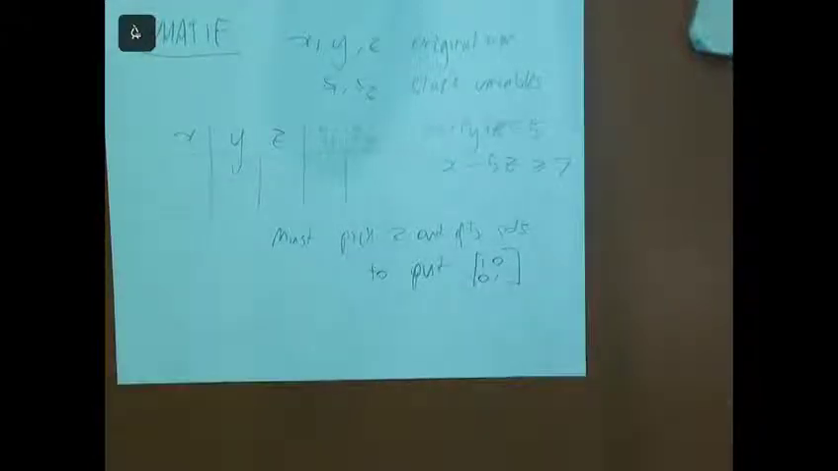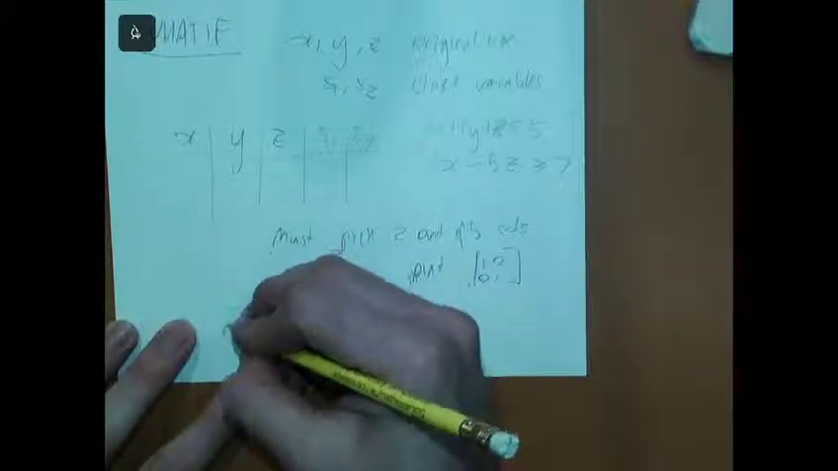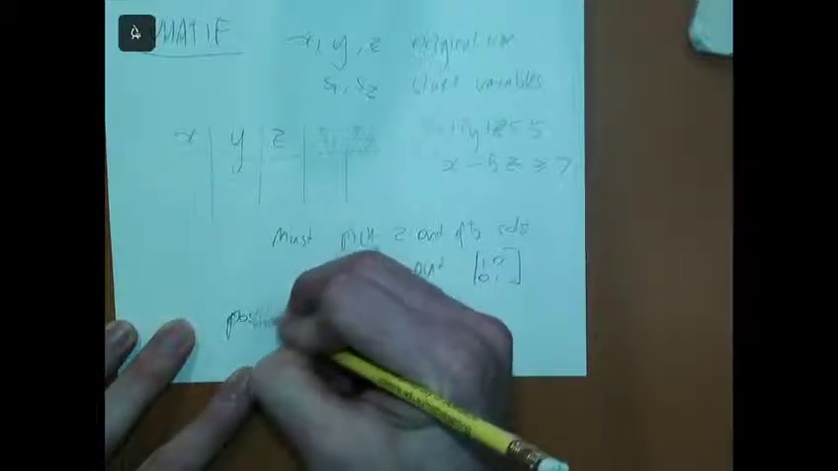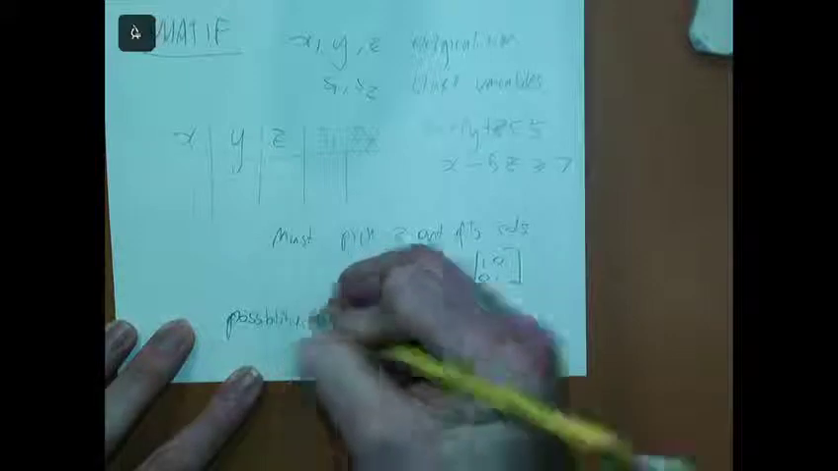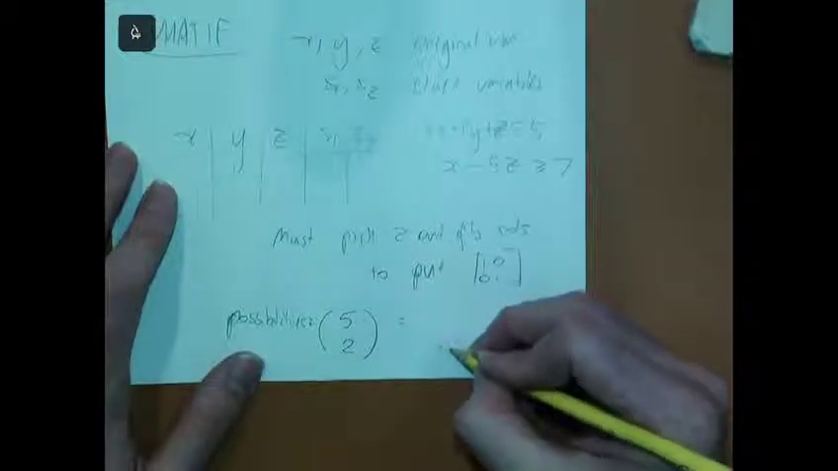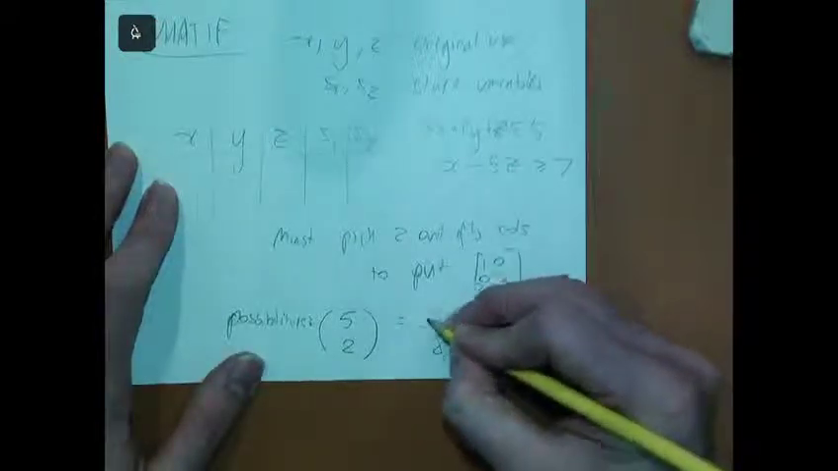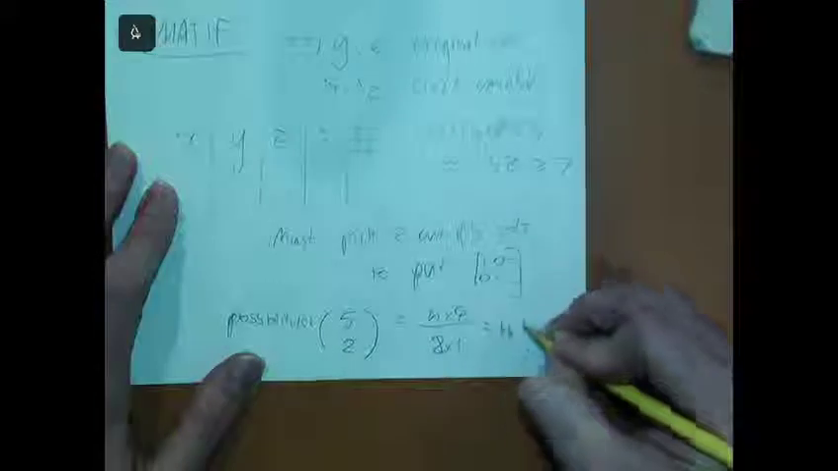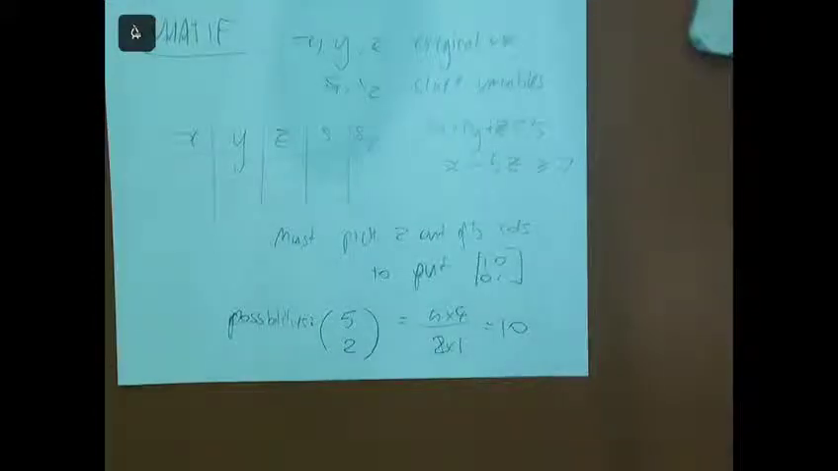So the number of combinations I'd be expecting to get, the possibilities will be 5 columns, pick 2. It's literally 5 choose 2. I'm choosing 2 things out of 5 things, which would be 5 times 4 over 2 times 1, which would be 10. And they would literally look like this.